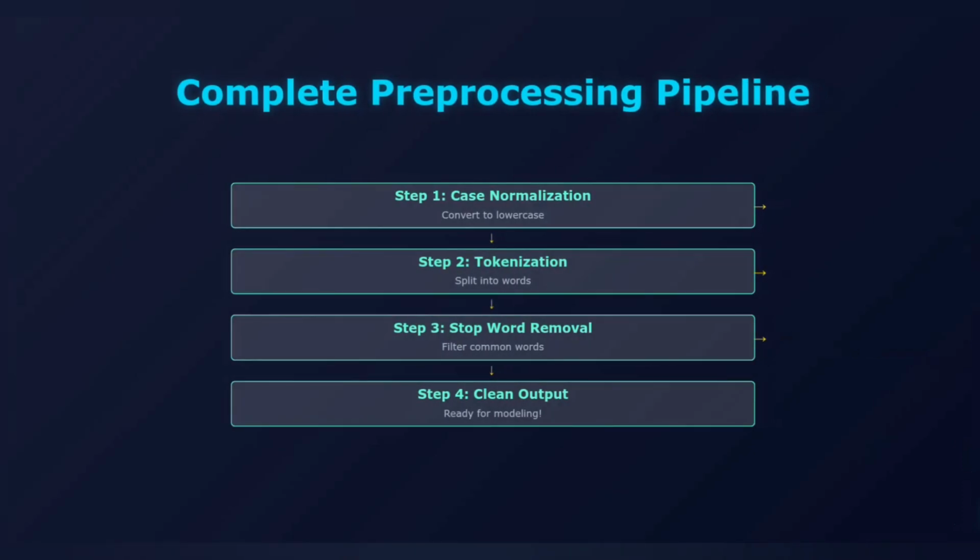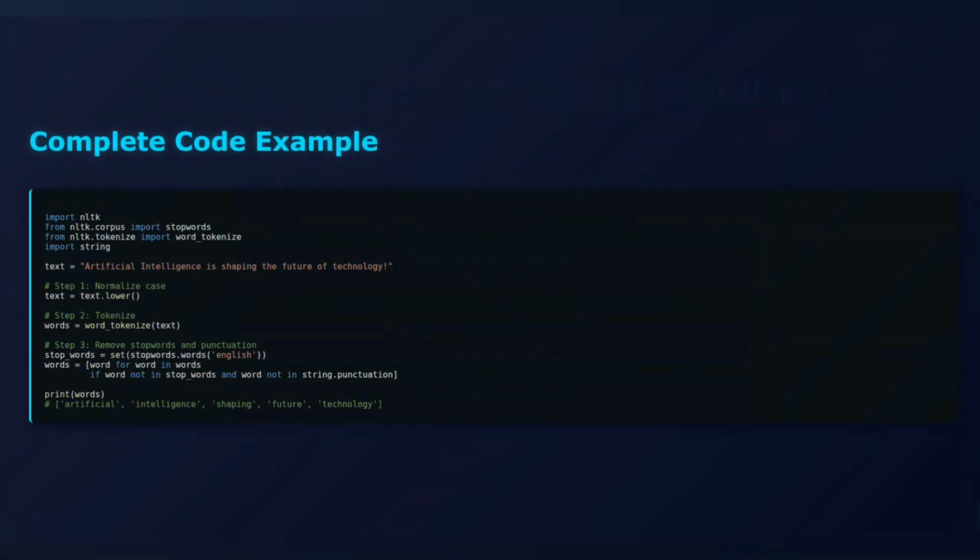Now let's put it all together into a complete pre-processing pipeline. Our workflow. Step 1, convert to lowercase, case normalization. Step 2, tokenize into words. Step 3, remove stop words. Step 4, optional, remove punctuation. Let's see the complete code. Here's a production-ready pre-processing function.